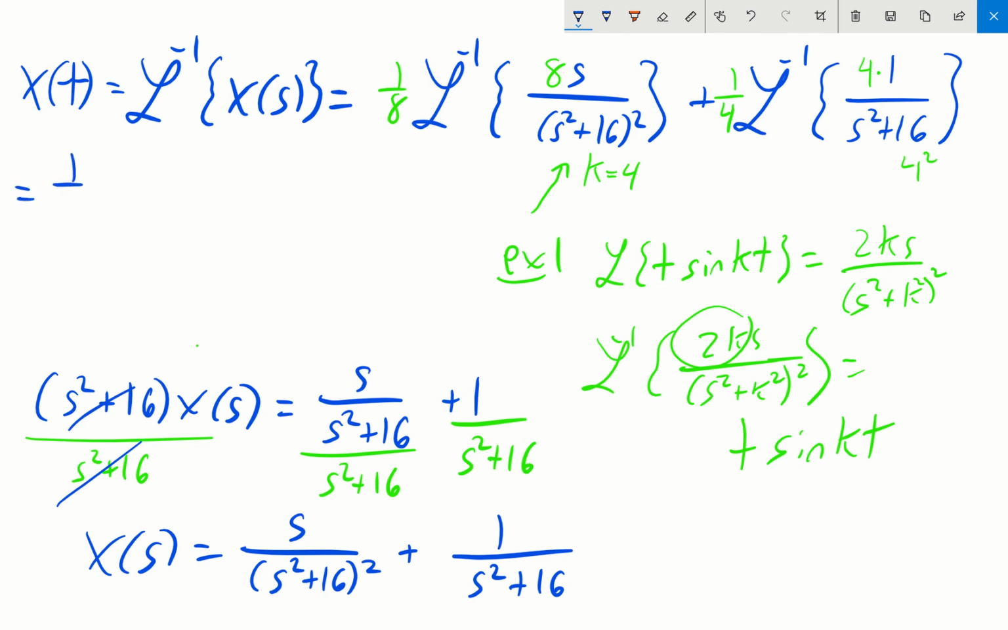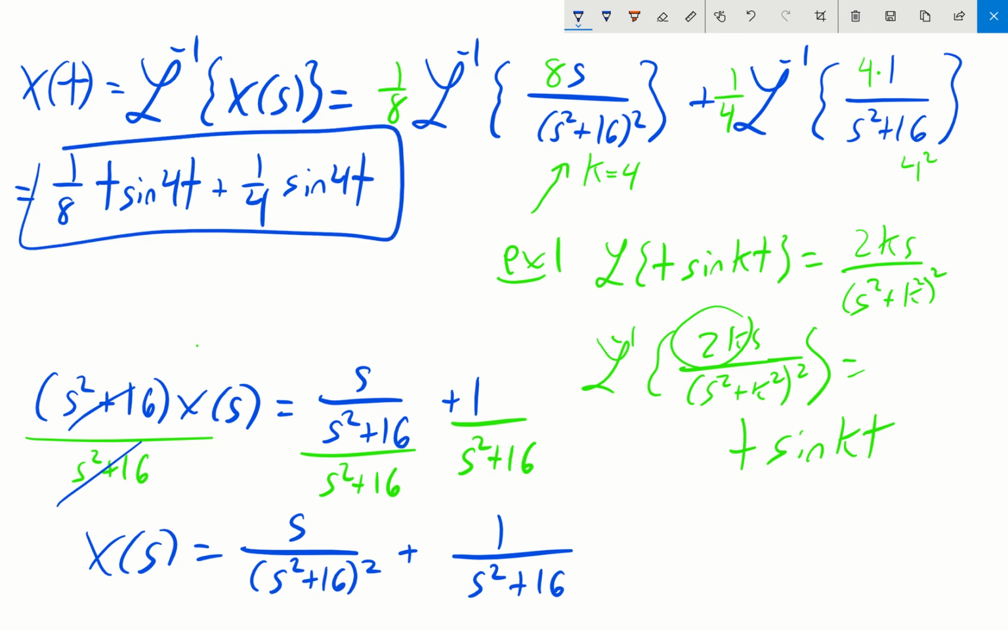So for our final answer, we get 1/8 times t times the sine of 4t, plus we have 1/4, and then of course the inverse Laplace transform of this thing is simply going to be the sine of 4t. And that gives us the solution to our ODE.